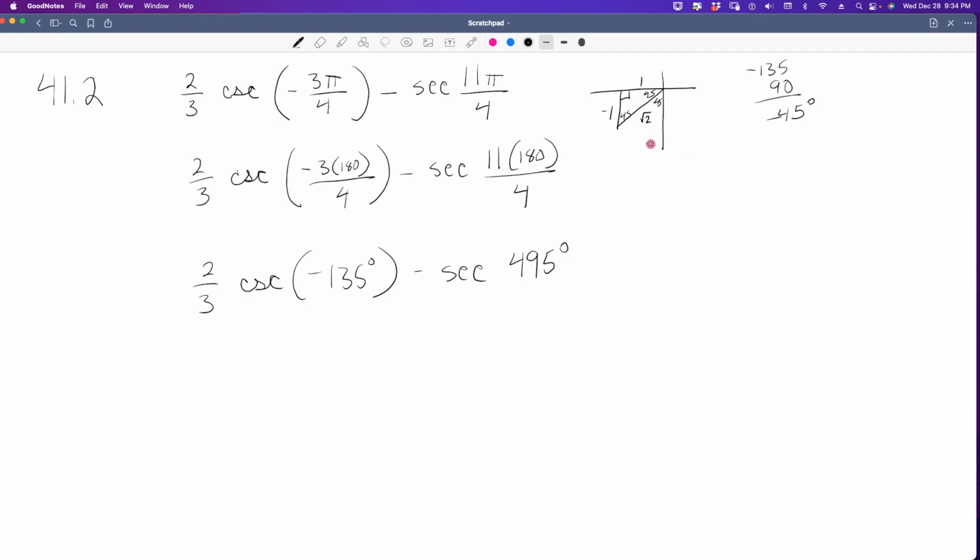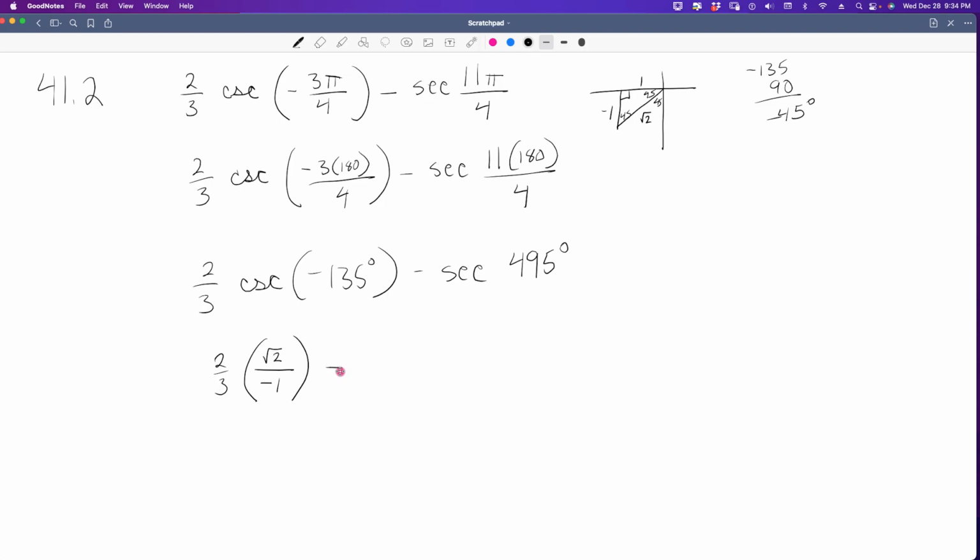All right, so now we can find the cosecant of this 45 degree angle based on where it lives. So the cosecant is going to be hypotenuse over opposite. So this is going to be 2/3 times the hypotenuse, which is the square root of 2, over the opposite, which is a negative 1.